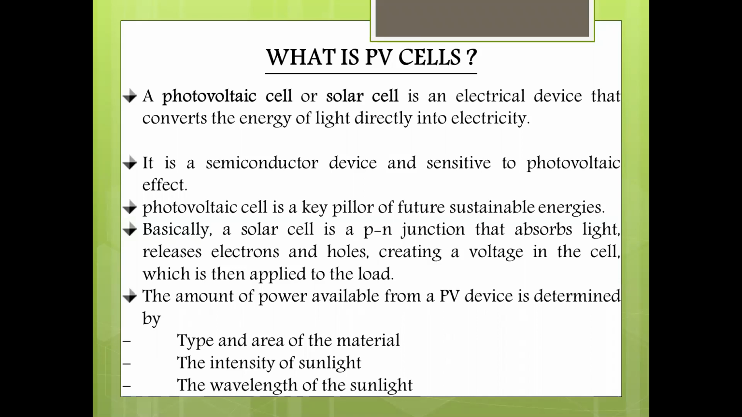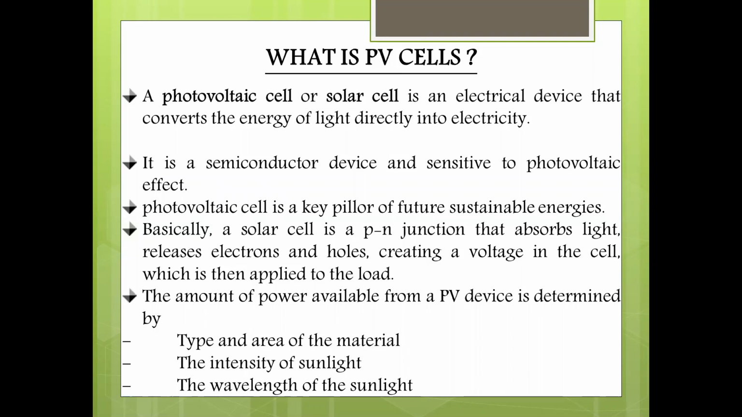So we start with what is a photovoltaic cell. A photovoltaic cell or a solar cell is an electrical device that converts the energy of light directly into electricity. Or in other words, a photovoltaic cell or solar cell is a cell which converts light energy into electrical energy. These photovoltaic cells are generally made from silicon semiconductor and they are sensitive to the photovoltaic effect.